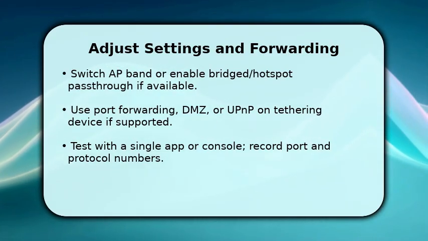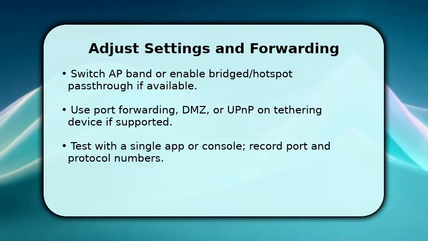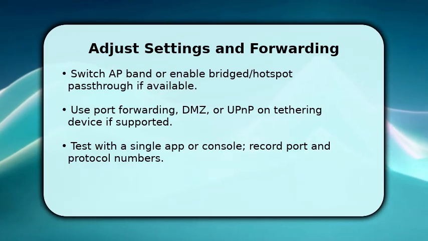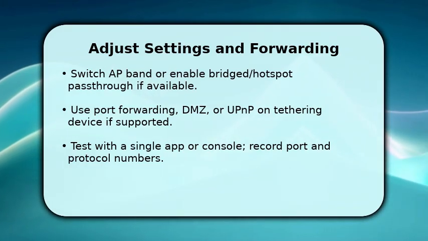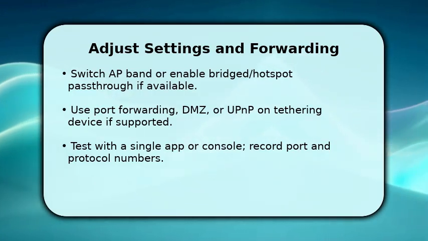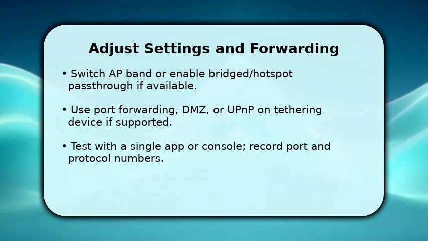If the hotspot device exposes port forwarding, add rules for the specific ports and protocols your app or console needs, or enable UPnP for automatic mapping. Test by rebooting both devices and running a connection test on the client. Make sure to record which ports you forwarded and retest if results lag.